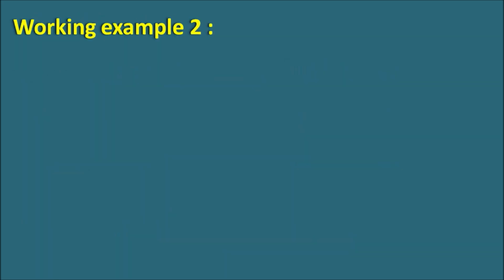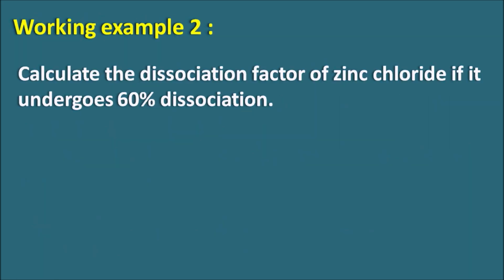Now let us take another example, working example 2. Calculate the dissociation factor of zinc chloride if it undergoes 60% dissociation.